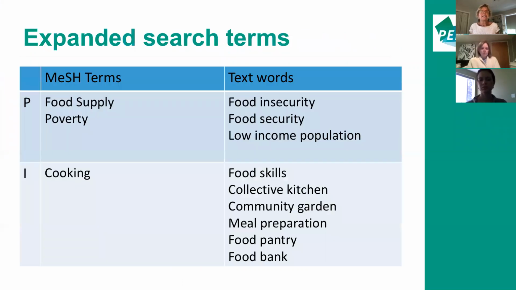So based on this, you can start putting together the expanded search terms. These were the only limited MeSH terms that came up: food supply, poverty, and cooking. And then some of these other text words could be combined as well to look at other aspects that weren't otherwise identified as MeSH terms.